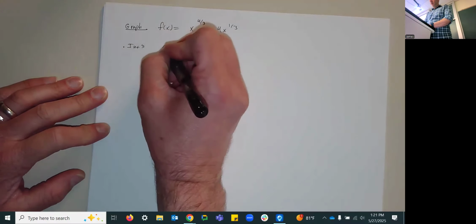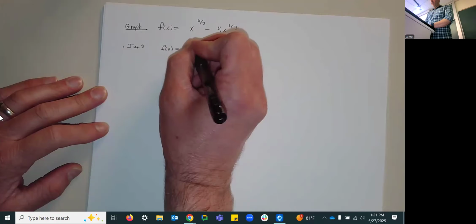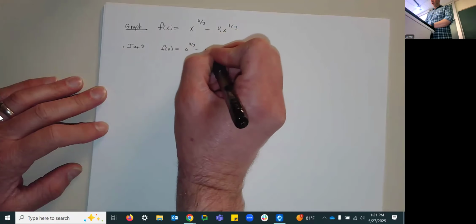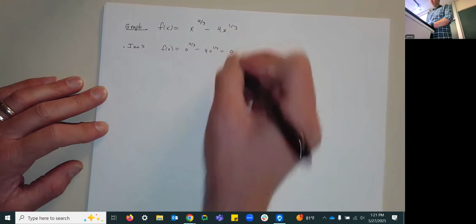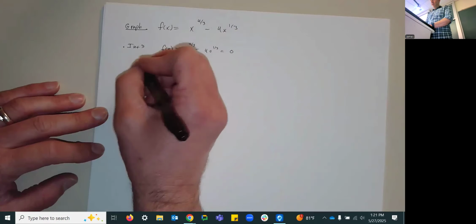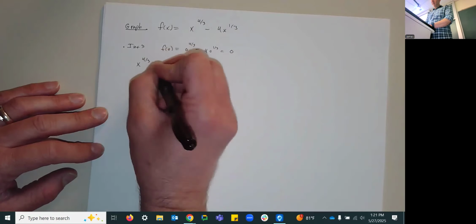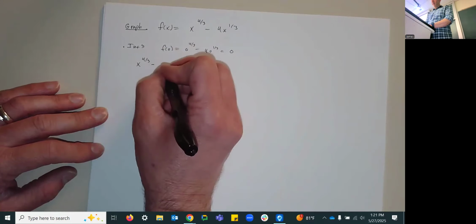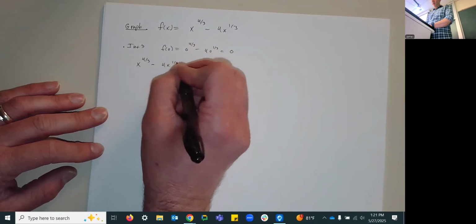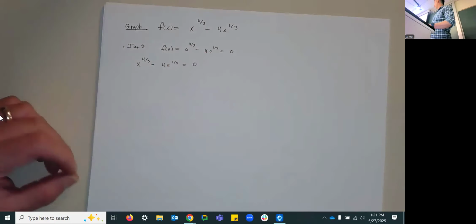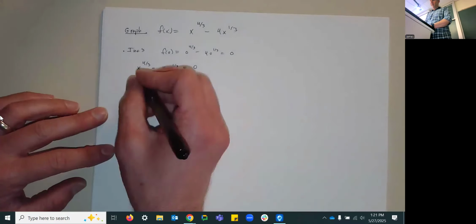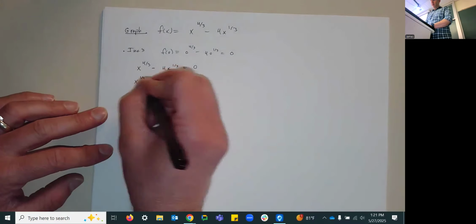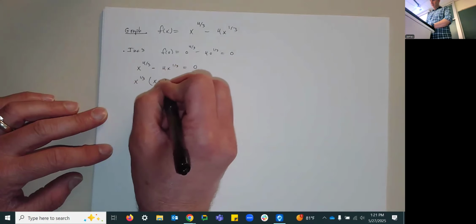Plug in 0. 0 to any positive power is 0, so we're good to go here. We get just 0, setting the whole thing equal to 0. So x to the 4/3 minus 4x to the 1/3. It's definitely in our interest to factor out an x to the 1/3. So we factor out x to the 1/3 times x minus 4.